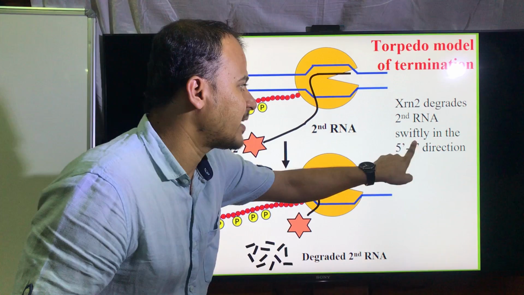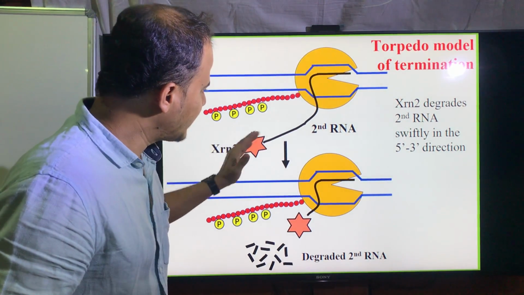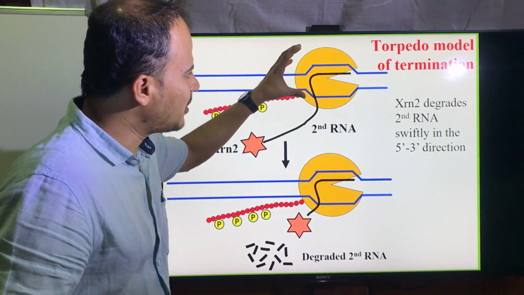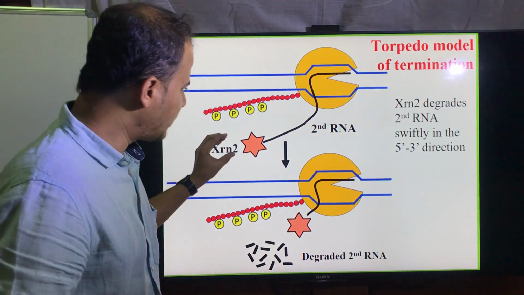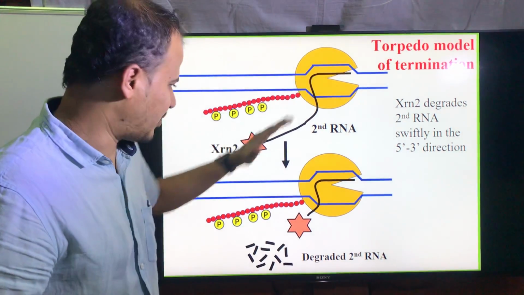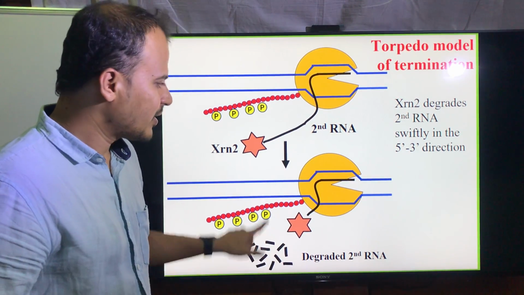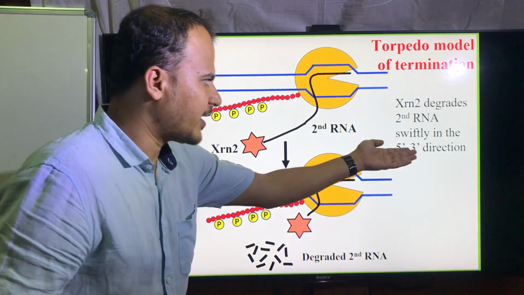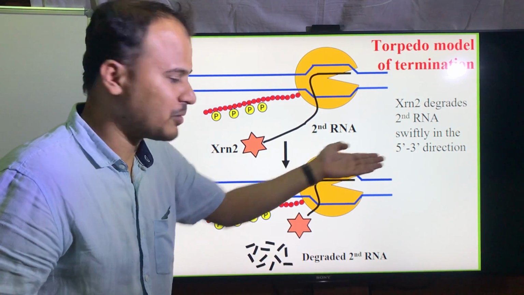XRN2 degrades the second RNA swiftly. Swiftly in the sense that it degrades the second RNA faster than the RNA polymerase is adding the nucleotides. Therefore, it moves faster than the RNA polymerase towards the transcription bubble, chopping off and degrading the second RNA quickly. So the direction of the degradation is again 5' to 3'.